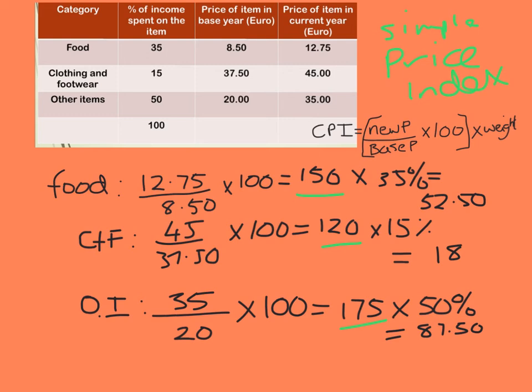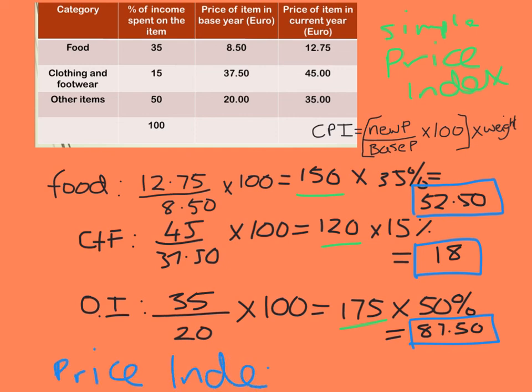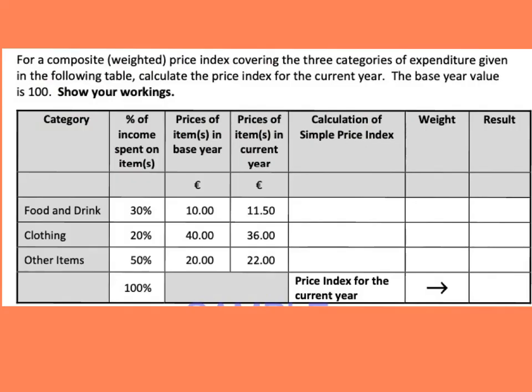Now, more likely you're going to be asked the composite price index. So when we look at the composite, then we have these 3 figures here. And what we need to do then is add them to get the price index for the current year. So just by summing all of those up in the blue, I get 158, which is what we are going to compare then as our price index off the base year.